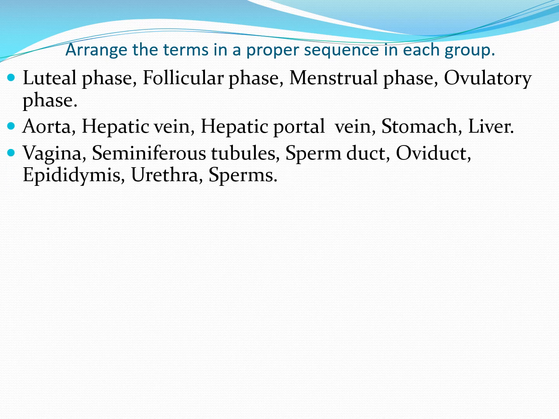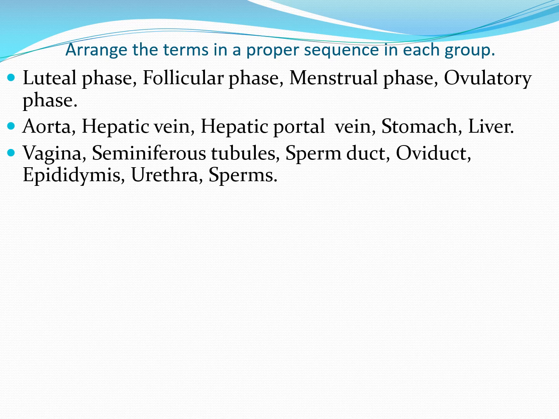Next question, vagina, seminiferous tubules, sperm duct, oviduct, epididymis, urethra, sperms. So it is the passage of sperms from male reproductive system to female reproductive system. Okay, so here first one, seminiferous tubules. From seminiferous tubules sperms will enter into epididymis, and from epididymis into sperm duct to urethra. Through urethra sperms are released into vagina.